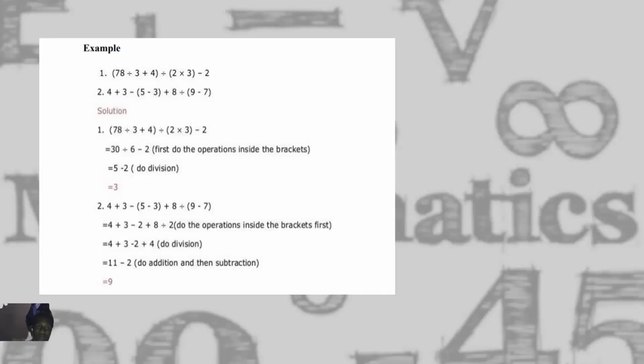Okay, these are the examples. Let's say the first example: you'll first open the bracket, or deal with the items in the bracket. That is 2 times 3 and 78 divided by 3 plus 4. So the answer will be 30 here, and here the answer will be 6. So it will be 30 divided by 6 minus 2. First do the operation inside the bracket. Then do division, that is 30 divided by 6, we should get 5. Then subtraction, 5 minus 2, that is 3. That's how we do it, okay?